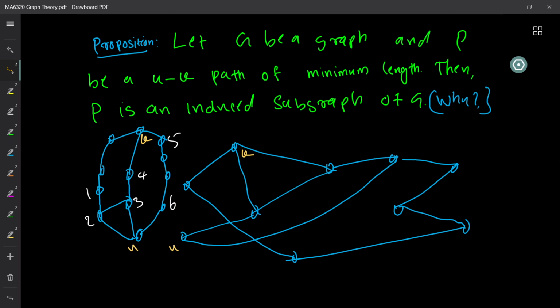Similarly, take this u-v path, u to 3. That path is not an induced path, because the 2 to u edge is not included in that path. But that is coming as an induced subgraph when you take all the vertices in the path. So you have paths which are induced and paths which are not necessarily induced. But when you are talking about the minimum length path, then it must be an induced subgraph.